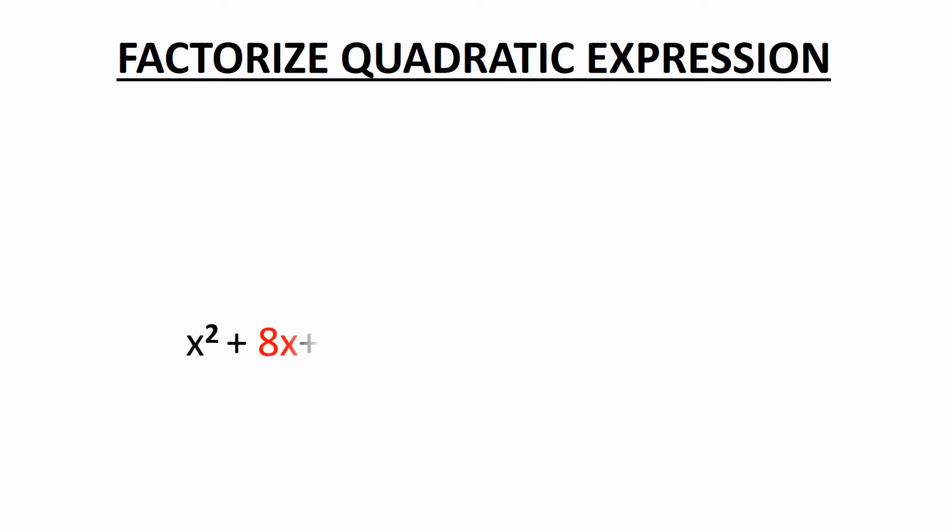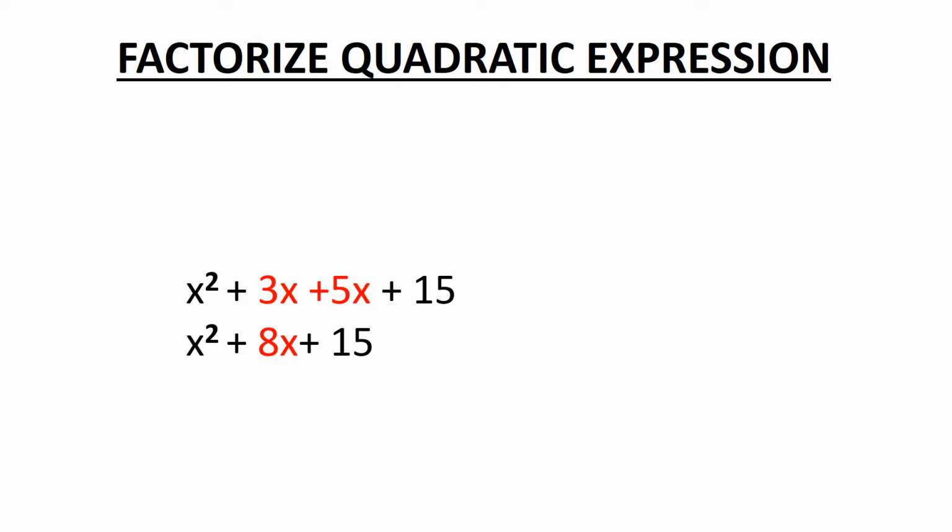So now we're starting with our quadratic expression x squared plus 8x plus 15. Our aim is to separate this middle term into two terms so that our expression now has 4 terms instead of 3. How do we do this? So to find our 2 terms, there must be 2 conditions that are met so that these 2 terms that we choose will work perfectly.